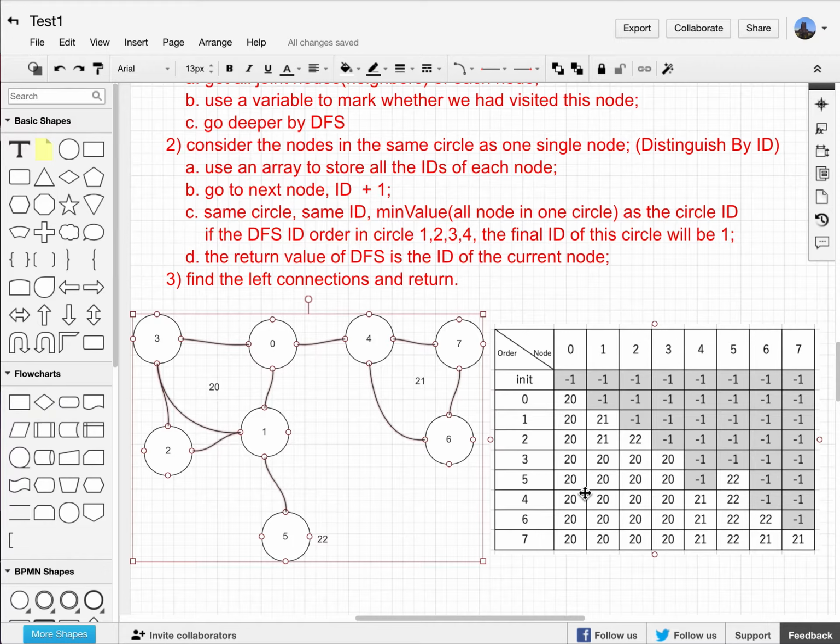Okay, so after we have gone through all the nodes, the final IDs will be 20, 20, 20, 21, 22, 21, 21. So this circle, the ID will be 20, this single node, the ID will be 22, and this circle, the final ID will be 21. So there's 20, 21, and 22. They're different, so we can tell this one and this one will be the result we want.